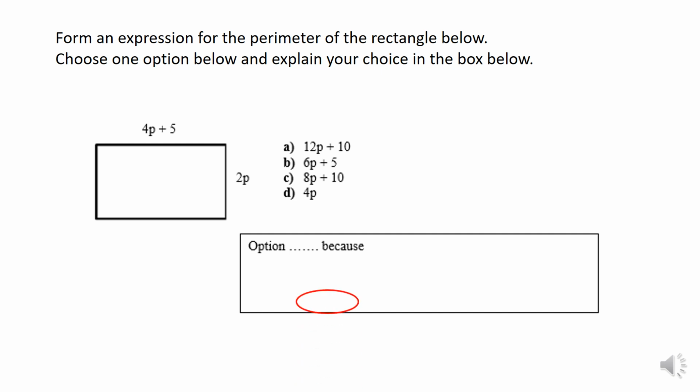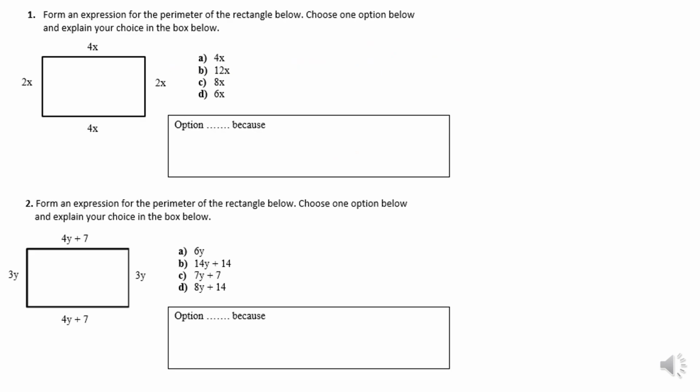Okay, so the answer that we should have got was 12p plus 10. If you add the other two sides where there's no measurements given, it would have been 2p for your left side, and at the bottom it would have been 4p plus 5, and when you add those all together it would have been 12p plus 10. Now I want you to pause the video, have a go at these two, very similar to the last one, and we'll come back together shortly with the answers. So pause the video now, have a go.